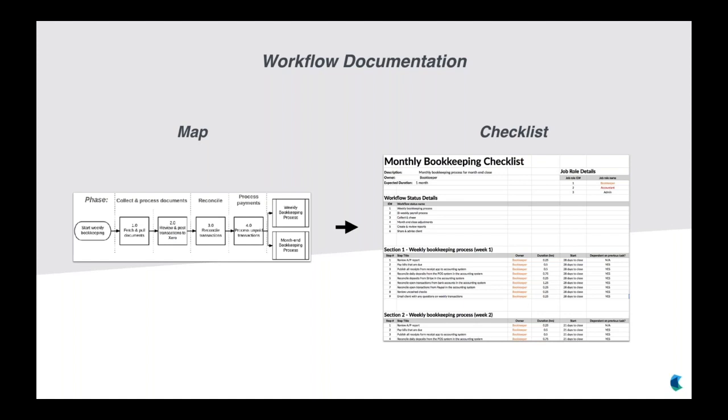So one of the things that you want to do when you're mapping out your workflow is include the high-level phases, as well as the underlying tasks associated to each phase. So what does that mean? I'm going to give you an example.